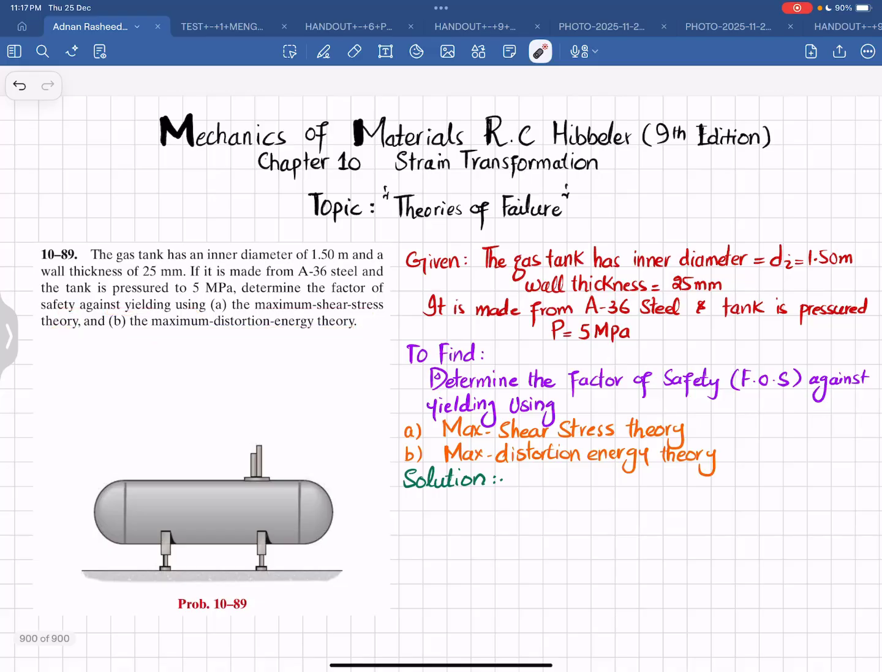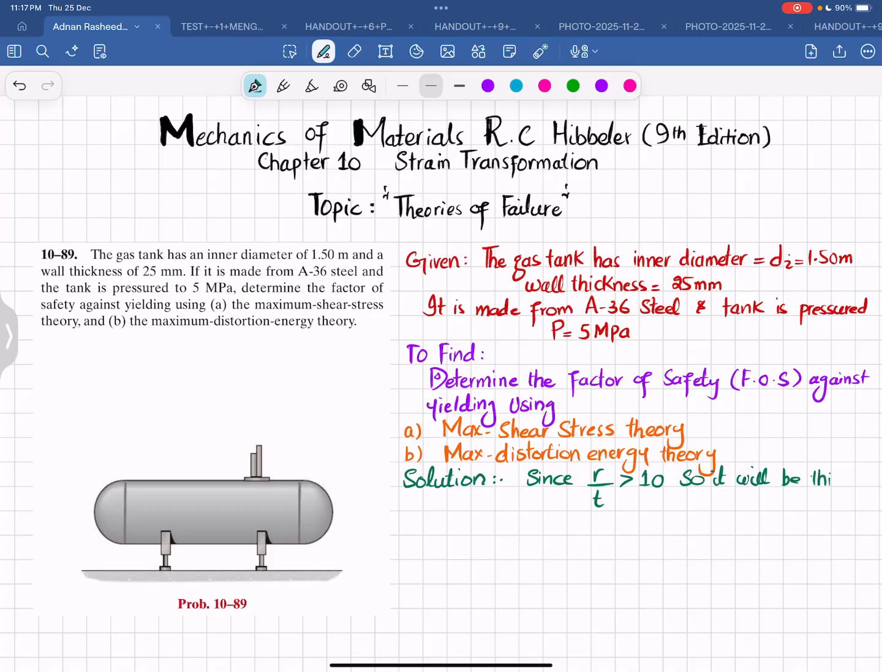So you can see this is the figure, a tank in which there is a pressure of 5 megapascal, the inner diameter is 1.50 and the wall thickness is 25 millimeter. So let's start with the solutions. First we will check whether it is a thin wall pressure vessel or not. For that we can write, since R by T is greater than 10, it will be a thin wall pressure vessel, and we can use its formula.